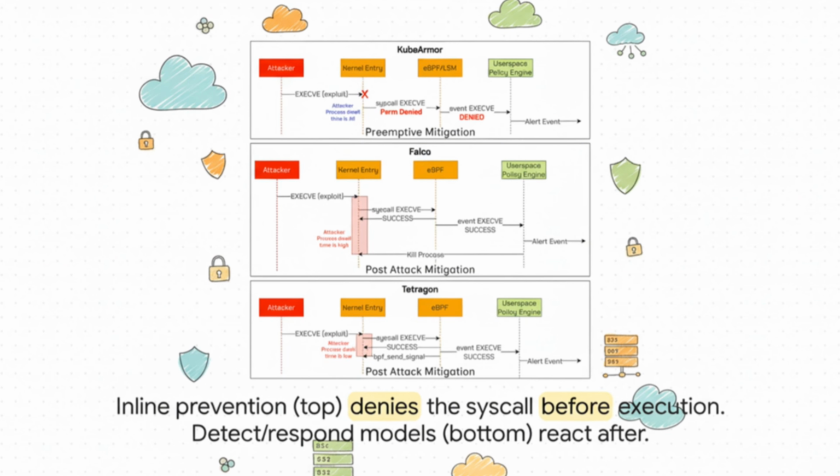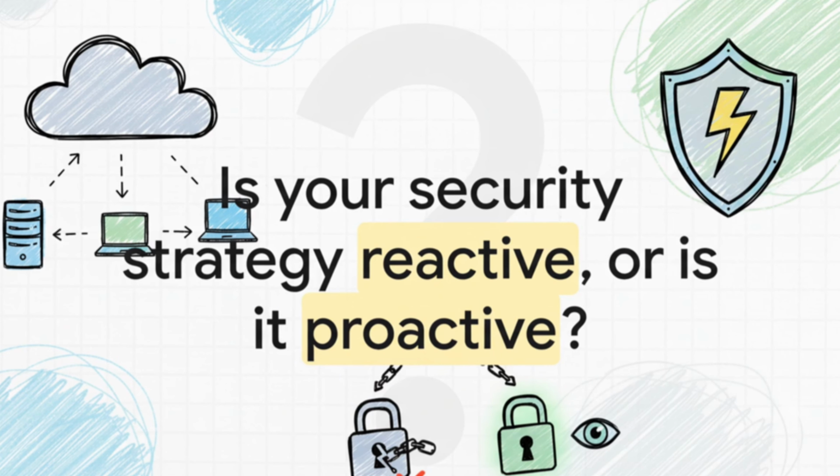Now compare that to the reactive models you see below it. In both of those cases, the malicious command succeeds first. Only after it runs does something get alerted and the process gets killed. That might seem like a subtle difference, but in security, it is everything. And all of this brings us to the final and most important question you should be asking about your own systems. Is your security strategy built around cleaning up a mess after an attacker has already gotten in, or is it about preventing them from ever making a mess in the first place? In other words, is your strategy reactive or is it proactive?